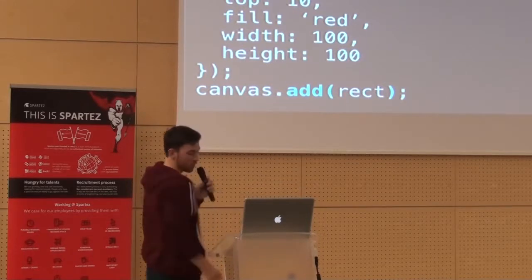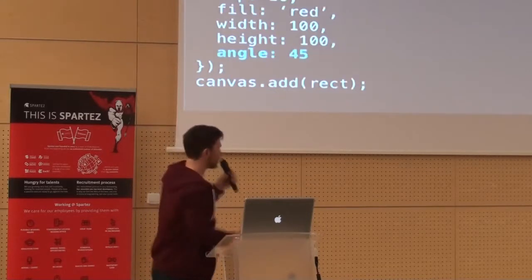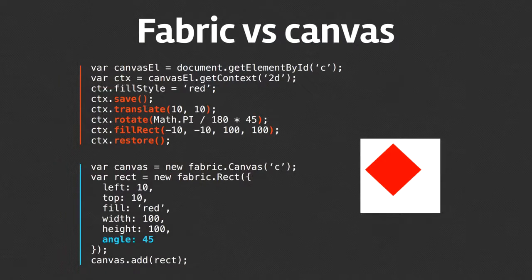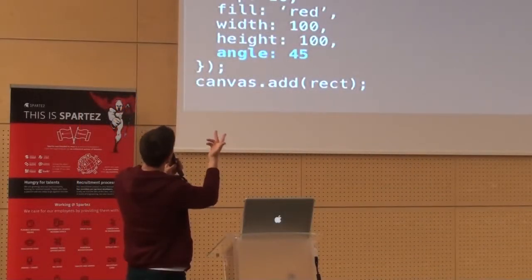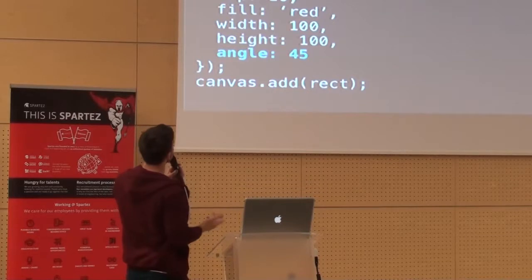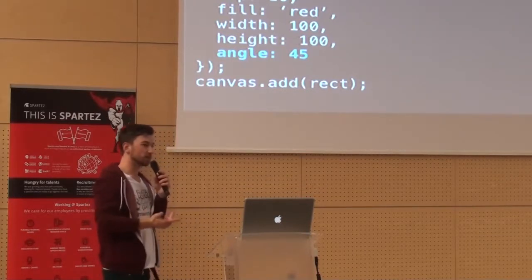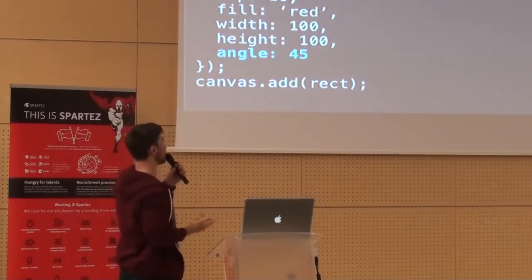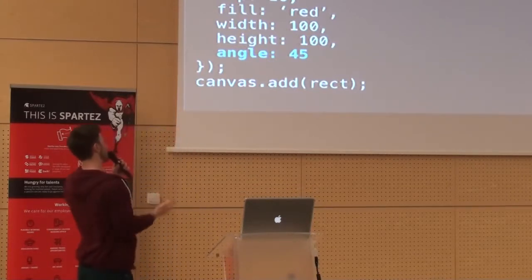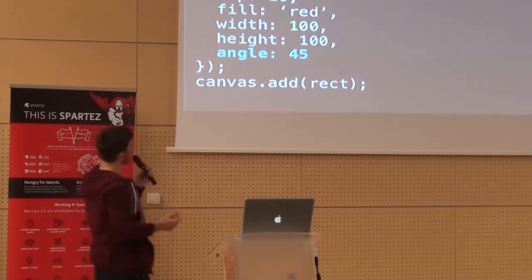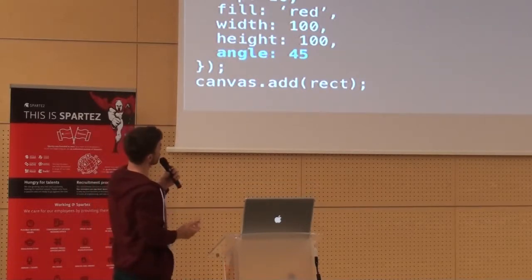Nice and easy. Okay, let's say we want to rotate that rectangle. What do we do now? Well, with native canvas, what is that stuff? Radians, we need to convert degrees, translate context. You can see it's pretty bad. It's really inconvenient to work with native canvas methods. What do we do with Fabric? All right, we'll just add angle 45. That's it. And refresh the canvas.